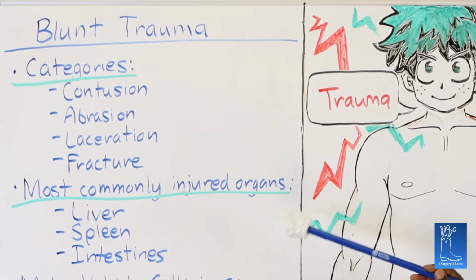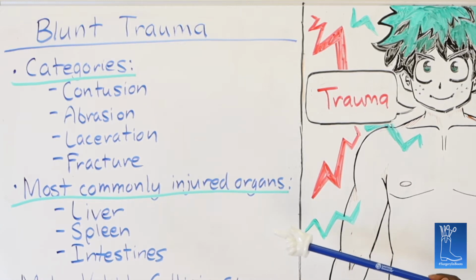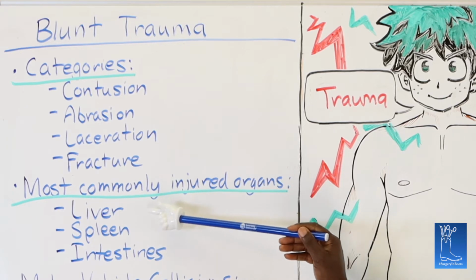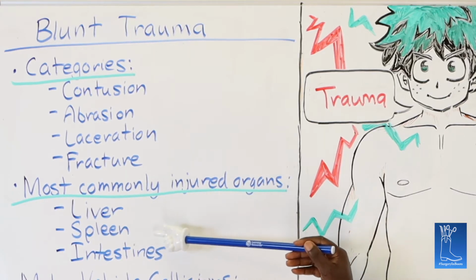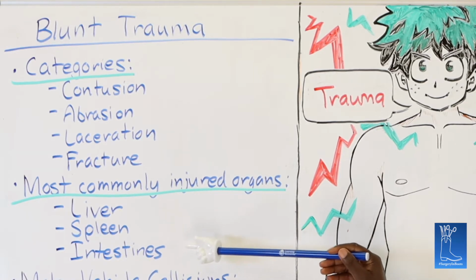If you fall, car accident, whatever, any type of blunt trauma to a body, the first thing that you worry about injuring is the liver. The second thing is the spleen. The third thing, intestines.